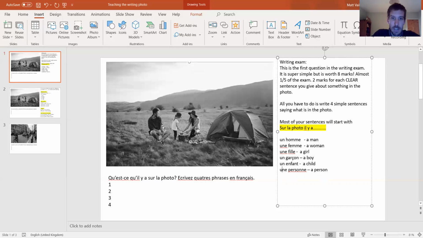Okay. However, as you probably noticed with this picture, which is why I've chosen it, there's only 3 people in it. So we could get 6 marks straight away from this vocab, but we'd have to think of another type of sentence to say if we couldn't remember the noun for, say, tent or grass or tree or hill, which are a bit more random.